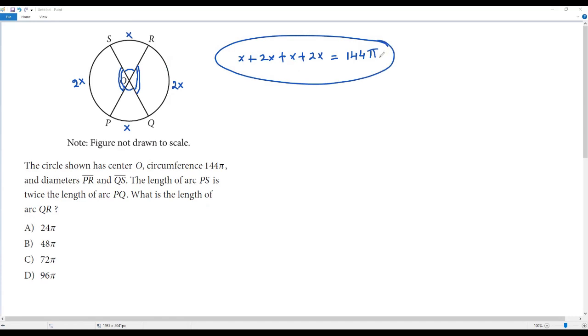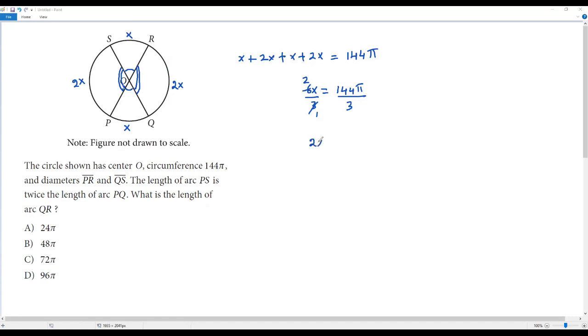Now let's solve for x. I think we can solve for 2x in this equation. Let's add: x plus 2x is 3x, 3x plus x is 4x, 4x plus 2x is 6x. Okay, we get 6x equals 144 pi. Since our aim is to get the value of 2x, let's divide both sides of the equation by 3. 3 goes into 3 one time and 3 goes into 6 two times. We have 2x on the left side.